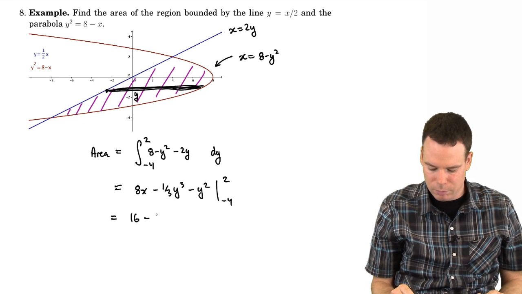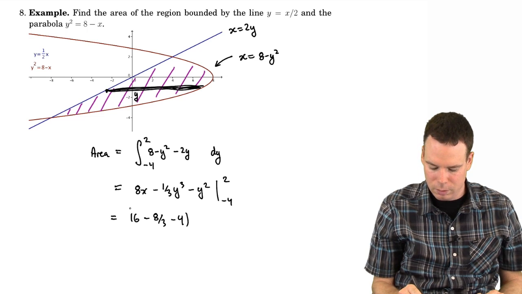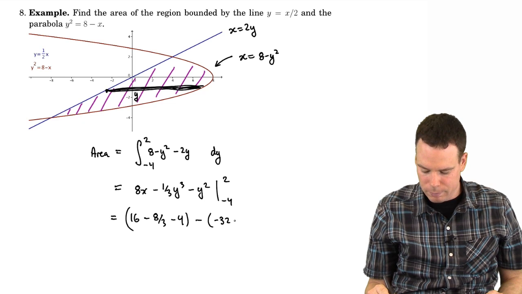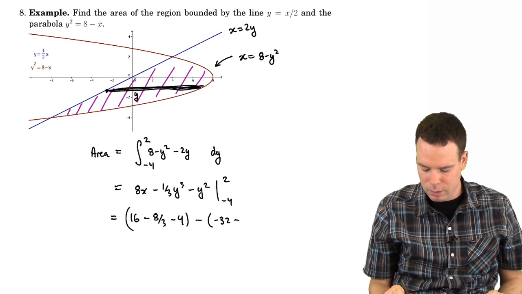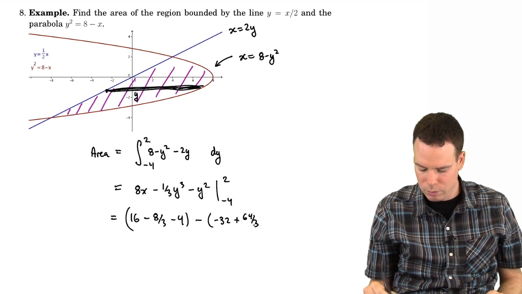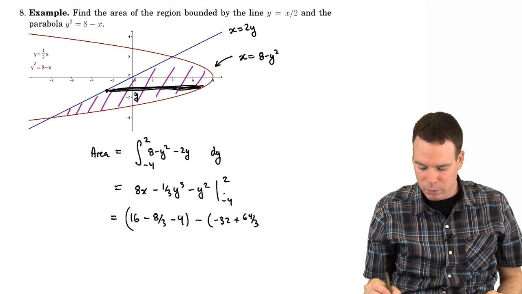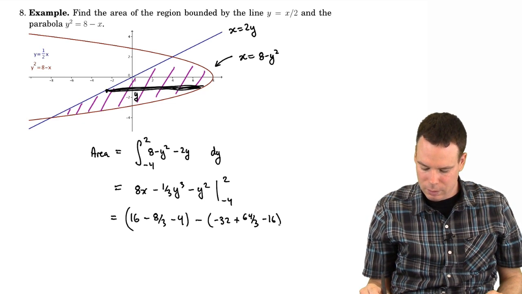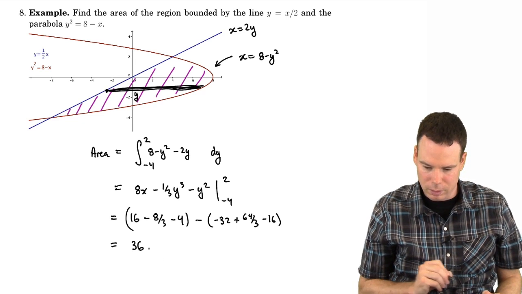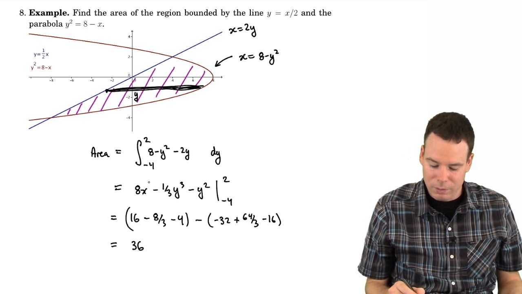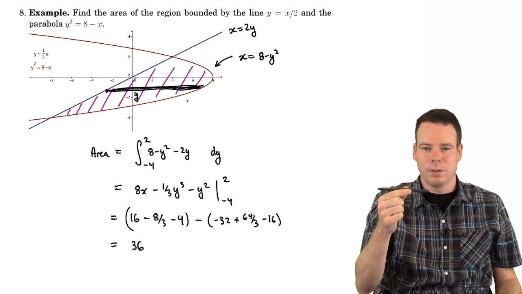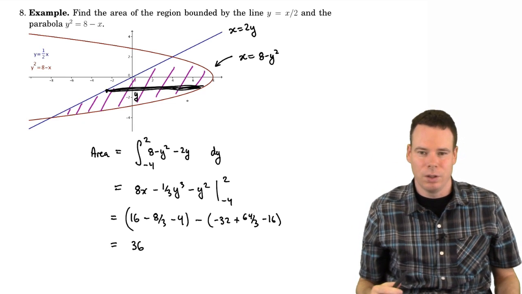In other words, it's 16 minus 8/3 minus 4 minus -32 minus, so y cubed, that's 64, -64 plus that, so that's 64/3. Y squared, that would be 16, so that's minus 16. And so it's the difference of these two things, and this simplifies down to an answer of 36. And so we found the area of this region by looking at horizontal line segments sweeping along the vertical direction. In other words, integrating along the y-axis.